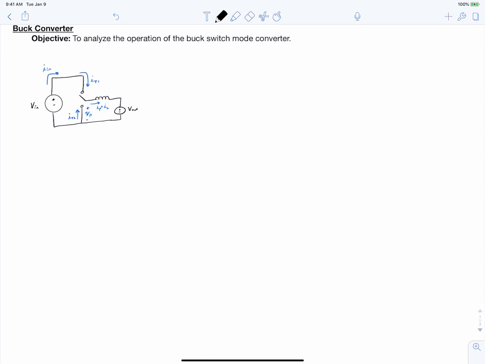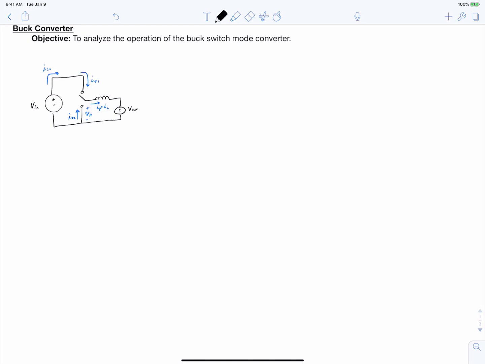The objective of this video is to analyze the operation of the buck switch mode converter. We're going to be drawing from the content of several of the previous videos in order to formalize the analysis of this converter. So, as is typical for these videos, let's start by considering the buck converter in its single pole double throw switch configuration already sketched in your video.